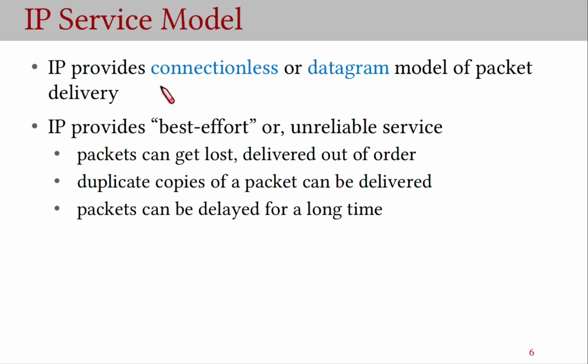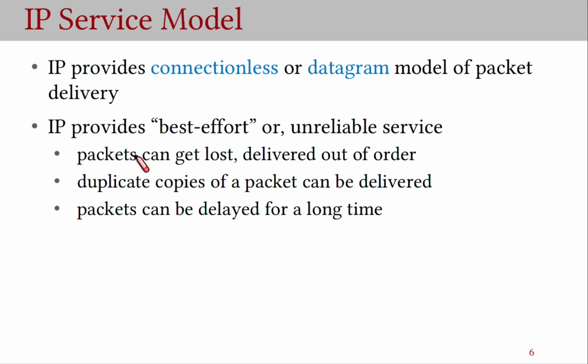And actually, this design is influenced by the principle to keep the routers simple. And IP provides what is called, again, best effort service. So IP tries its best to deliver the packet from source to destination, but it provides no guarantees. And that's why this is also called unreliable service. And so, IP just says that, I'll try my best to take your packet from source to destination.